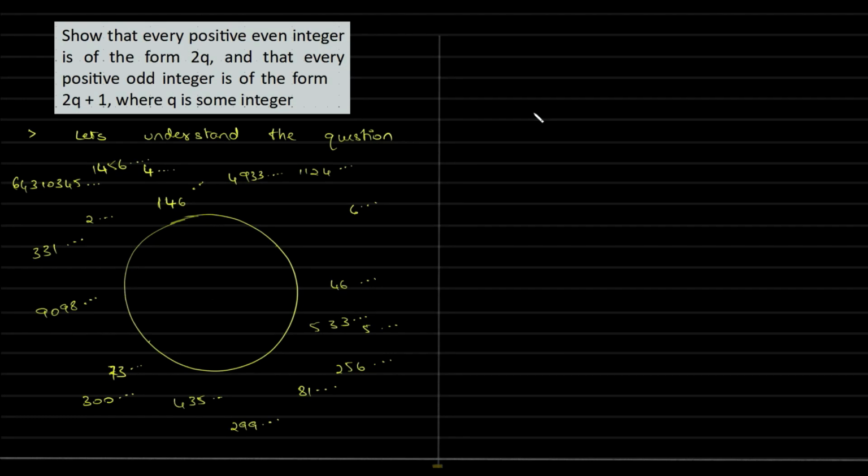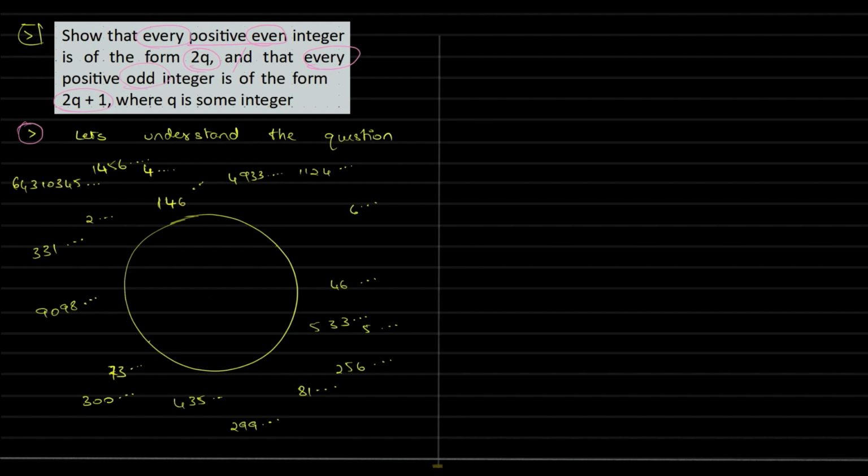So we are looking at Euclid Division Lemma question. The question goes like this: show that every positive even integer is of the form 2q, and that every positive odd integer is of the form 2q plus 1. So let's understand this question before we answer it.